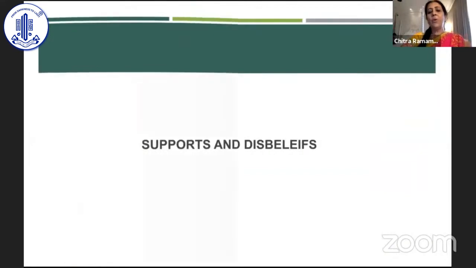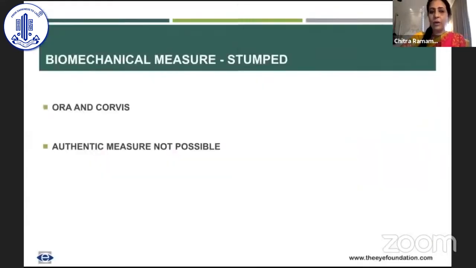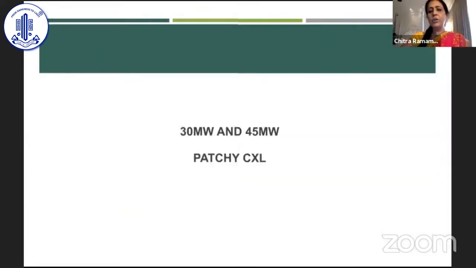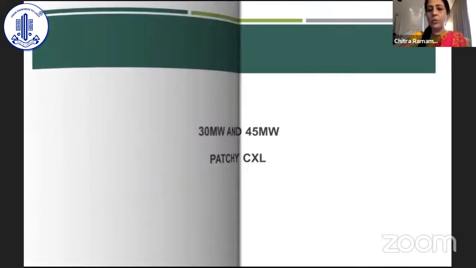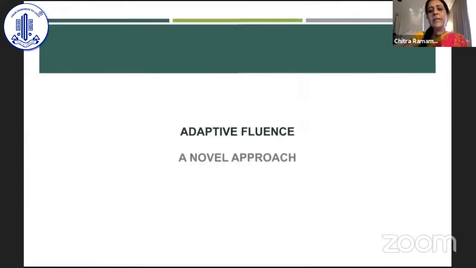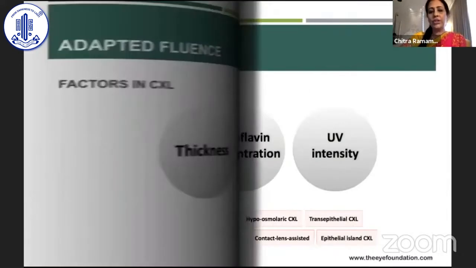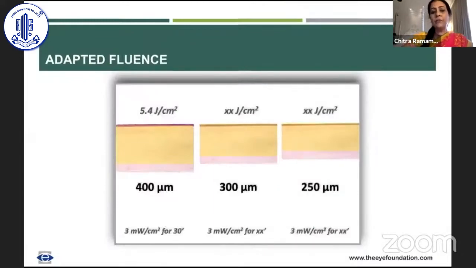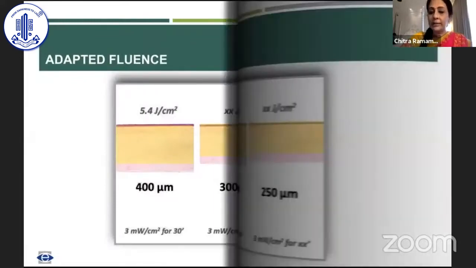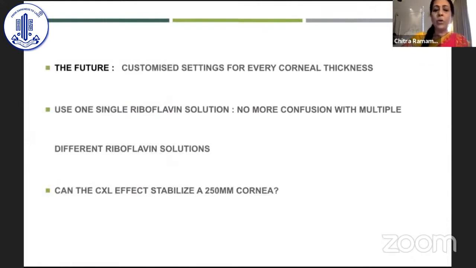So with these supports and disbeliefs as we moved on, what constantly bothered us was that we do not have an ideal biomechanical measure, as neither Ora nor Corvis was as authentic as we wanted it to be. We also knew that the 30 and the 45 milliwatts were definitely not the way to go. Then came a thought, why not look at adaptive fluence? If you could alter the fluence and if you could alter the duration, probably we could use different fluences for different corneal thickness. But then it opened up a Pandora's box.